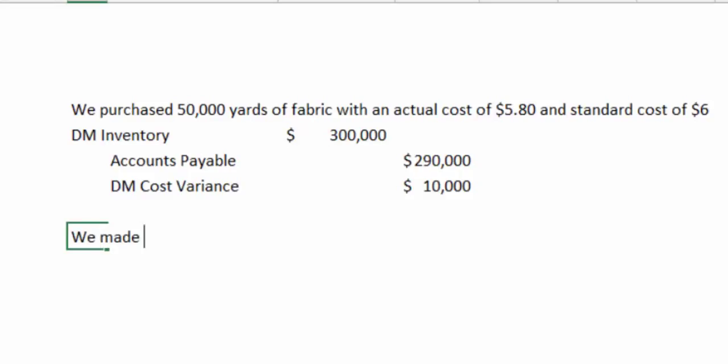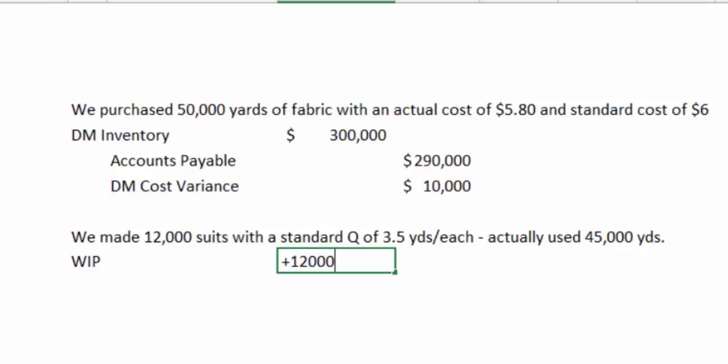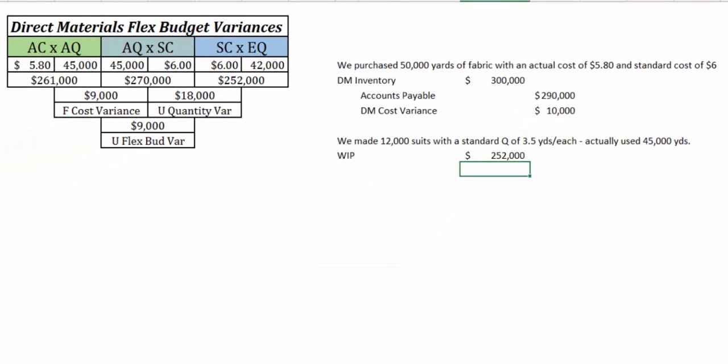We made 12,000 suits with a standard quantity of 3.5 yards each, and we actually used 45,000 yards. What we need to do is increase work in process inventory by 12,000 suits times 3.5 yards per suit times $6 per yard. That's $252,000. Now notice that matches my flex budget. That is the standard cost times the expected quantity for the actual number of units that we made.